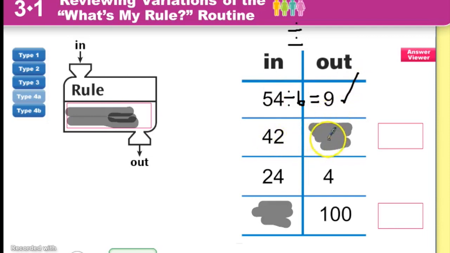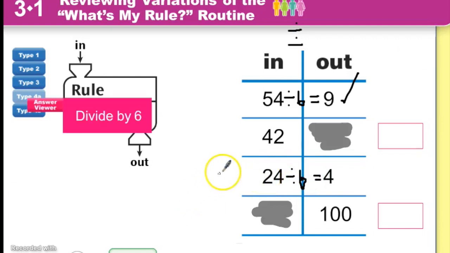Now, I cannot go down to this to tell me if divided by 6 is right. I need to check one more time, and I'm going to go to the 24 and the 4. I put my 24 in. I'm going to do my rule of divided by 6, and I know that 24 divided by 6 is 4, and I can think about it this way too. 4 times 6 is 24. So the rule is divide by 6.